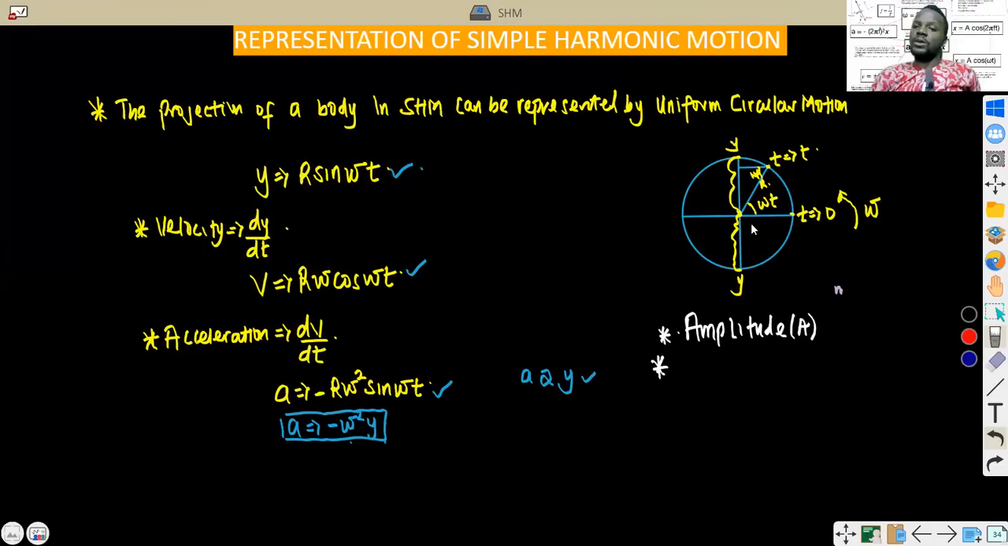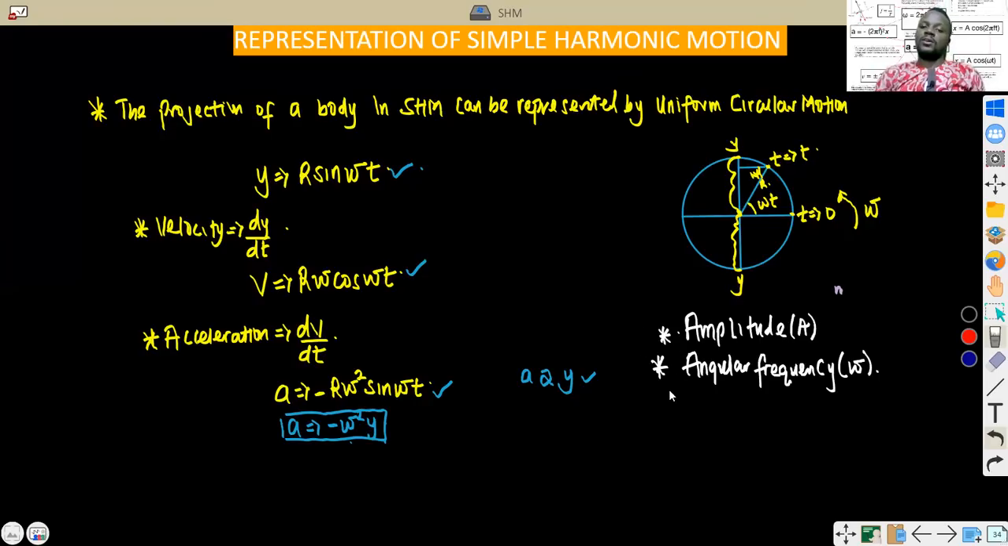In simple harmonic motion, we don't call it angular velocity. We call it angular frequency. Please keep that at the back of your mind. Angular frequency is angular velocity, because all these are going to be needed as we move on.